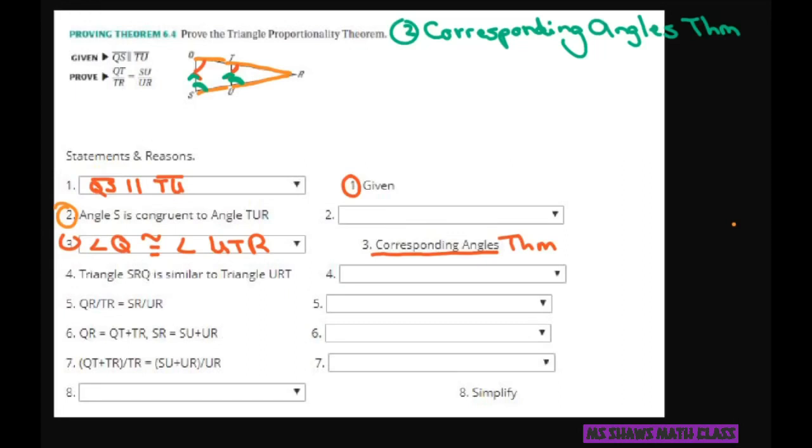So our triangles are similar. So I'm going to erase this, and it's saying triangle SRQ is similar to triangle UTR, this smaller one. So you could kind of pull them out. And that's because we have these two congruent angles here. So that's by your angle similarity postulate.